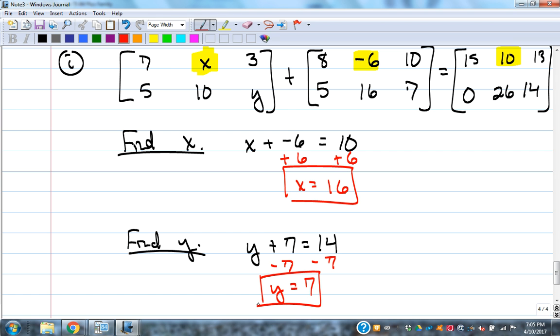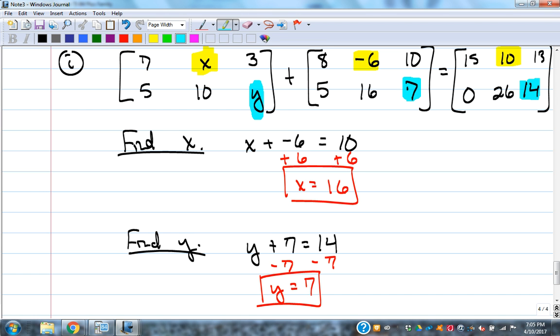Okay. All right, so y, what we've got matching up here, y is right here. So there's the 7 that goes with it, and there's the 14 that goes with it. So it's y plus 7 is equal to 14. Sorry, I couldn't see the Y. Yeah, all right, that's okay.